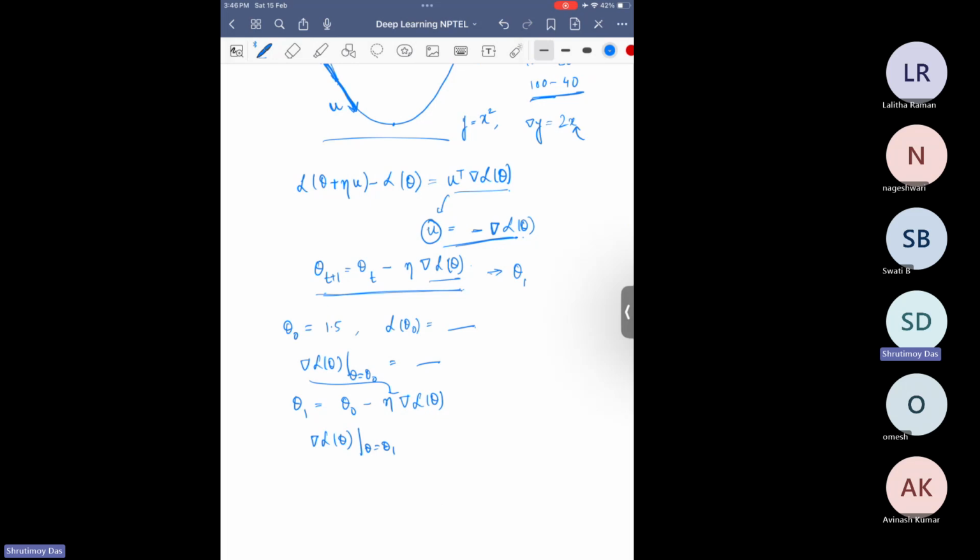So this should have been theta t plus 1 equal to theta t minus eta u, but we don't know what u is. Because we want to get the maximum decrease in loss, we say that if we set u to be the negative of the gradient, then we get the maximum decrease. So that is why we use the negative gradient in this case. Is that clear?